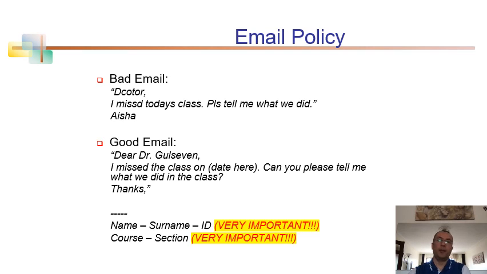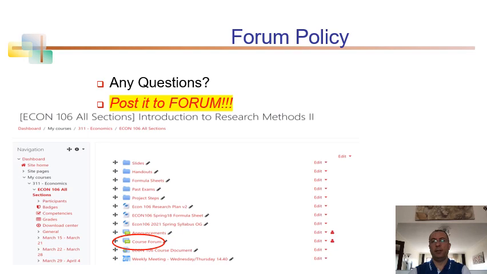to write. And at the end, not for me, but for all of your courses, you should state your name, surname, ID, course, and section. If you don't put your ID, the course and section, I will get lost, and most likely your email will also get lost. So you have to make sure that you have this information in any kind of communication. And better, instead of sending an email, if you have any question, send it to a forum.